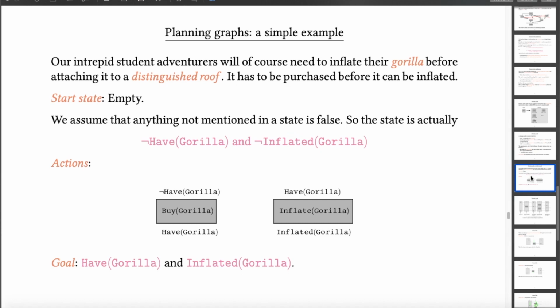And our actions, well, we have two again. One says that if we don't have a gorilla, we can buy a gorilla and then we will have a gorilla. And the second says that if we have a gorilla and we inflate a gorilla, then the gorilla is inflated. And the goal is to have a gorilla and for the gorilla to be inflated. You will of course not have too much trouble working out how to come up with a plan here, but this is just complex enough to allow the idea of a planning graph to be illustrated properly.